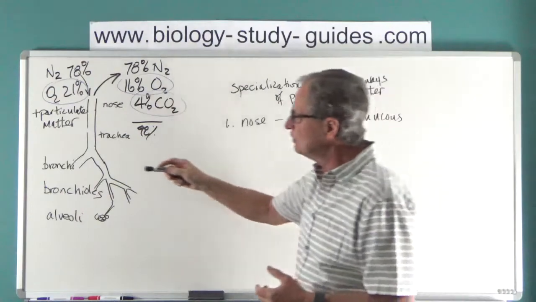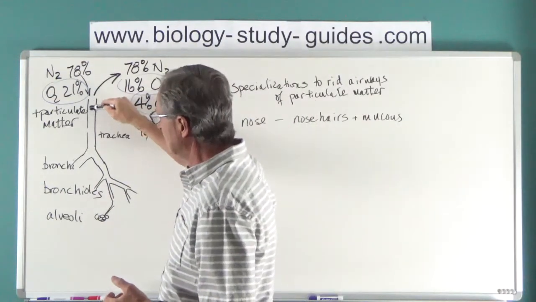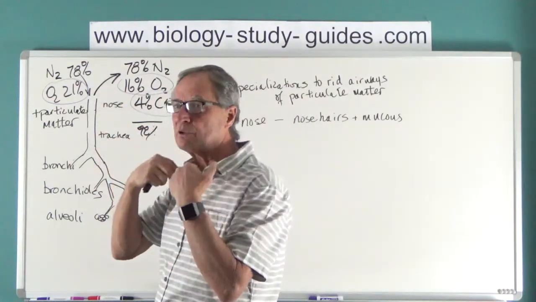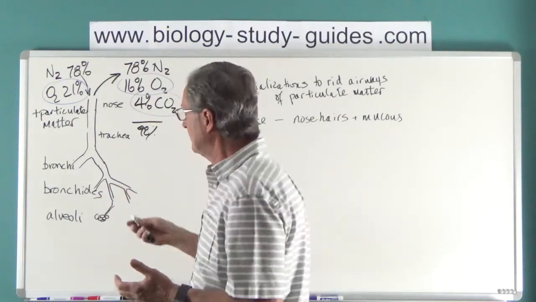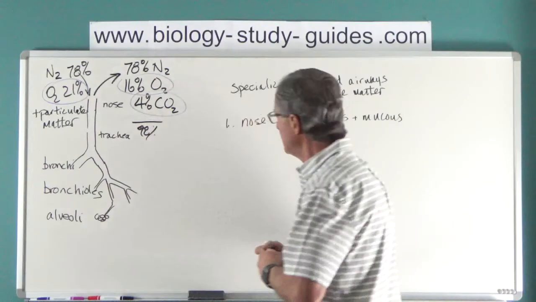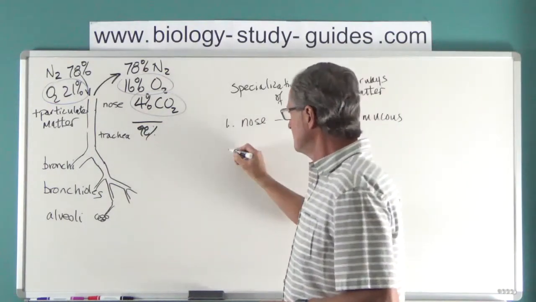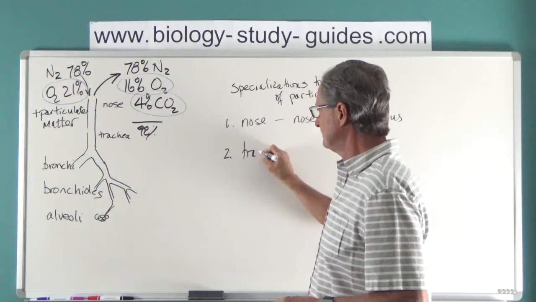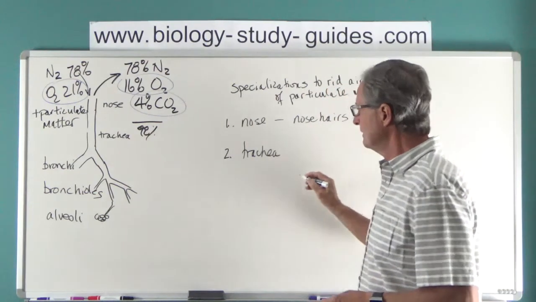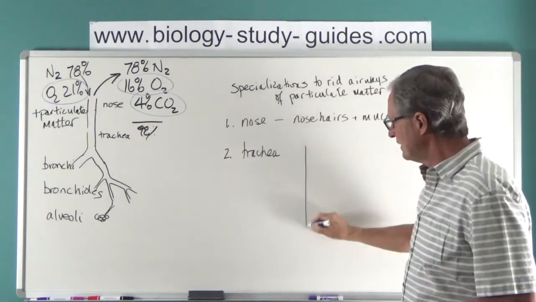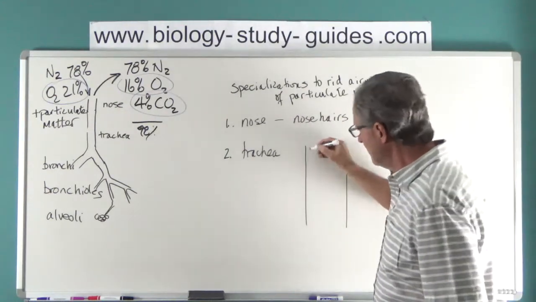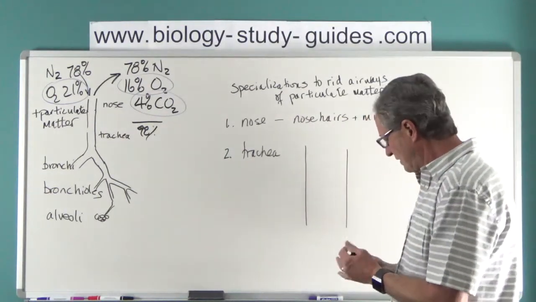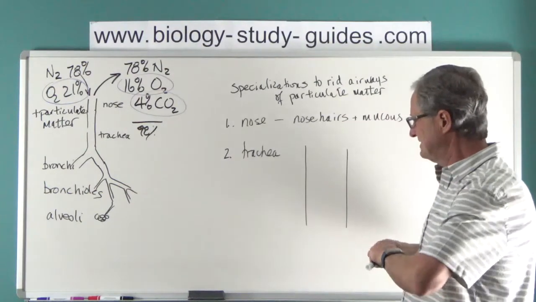And when it gets past your nose, it gets down into your pharynx first, the back of your throat, and you swallow it, it goes to your stomach, which is fine, and it'll get digested down there. But if it gets into your trachea, there's another specialization. If this represents the trachea, same as the nose, same as all the airways, are covered with mucus.